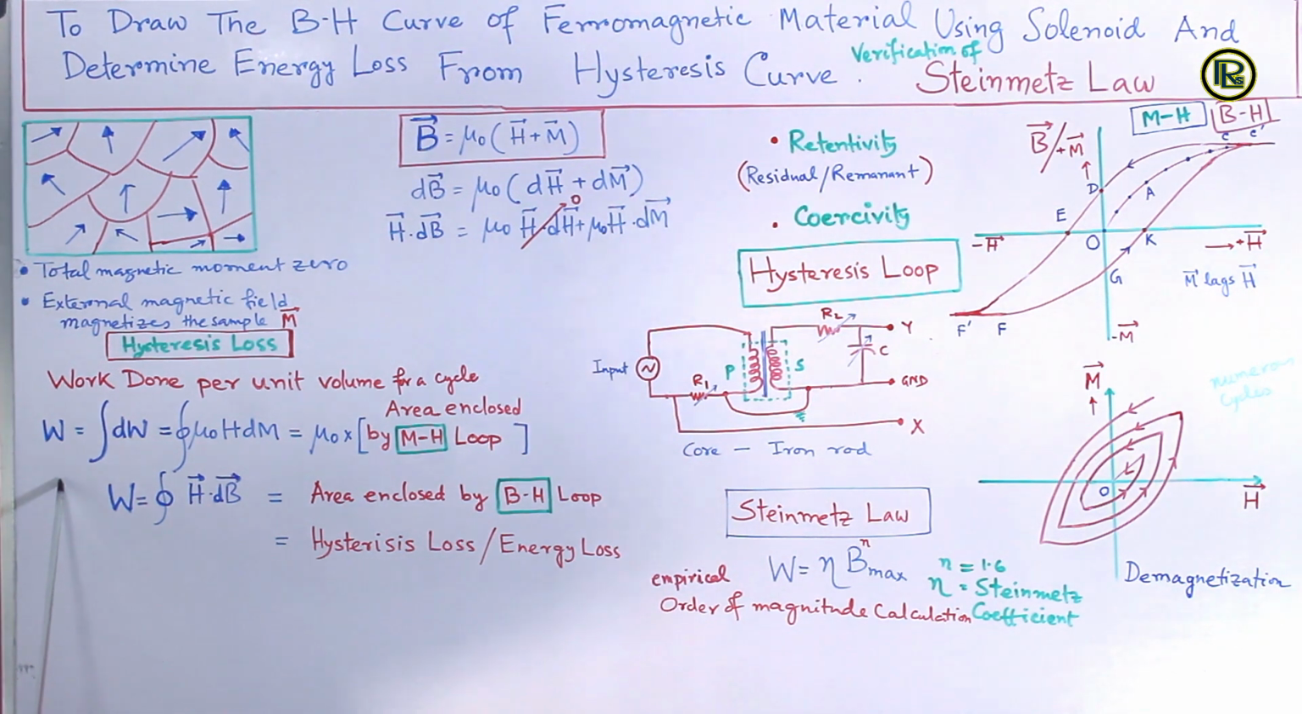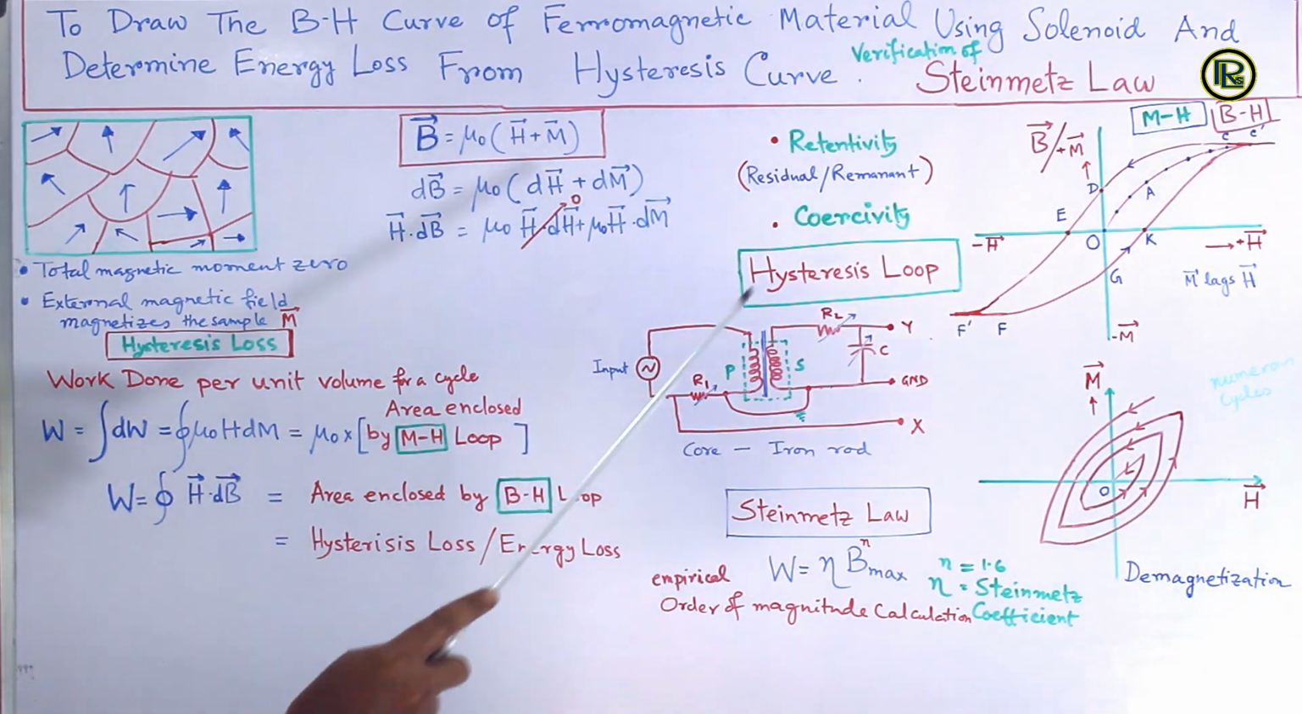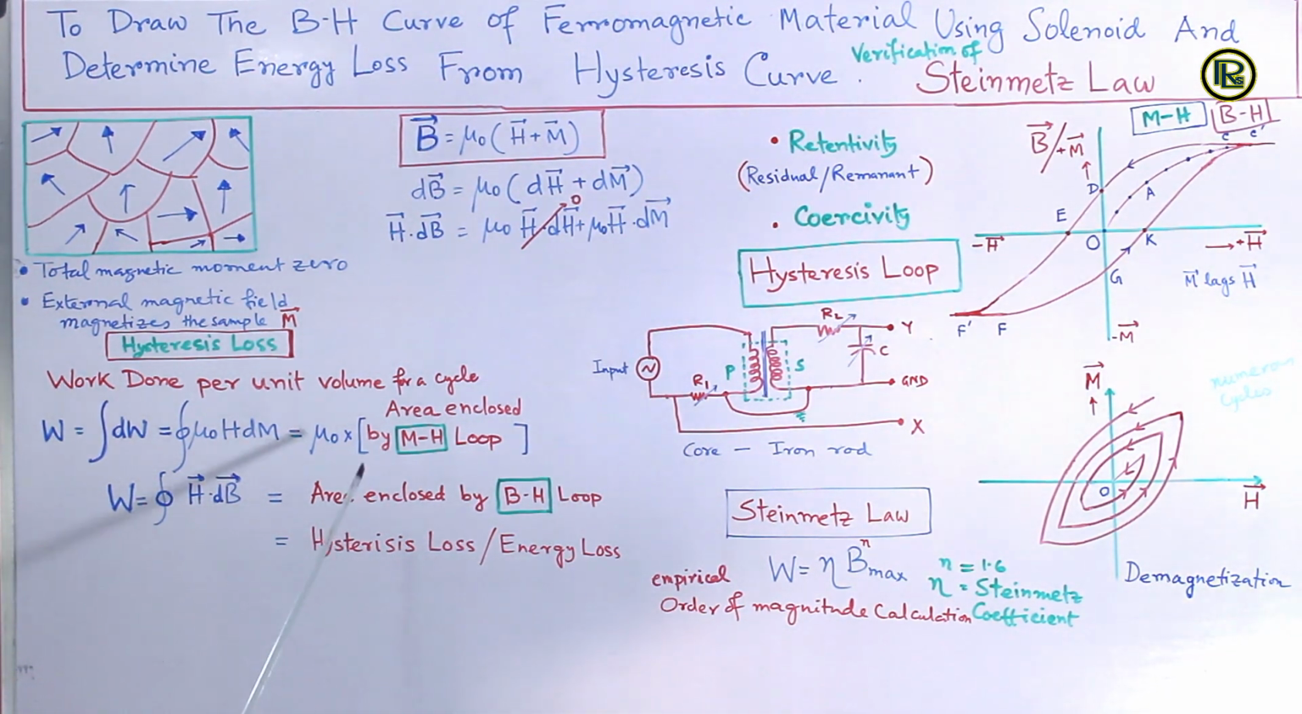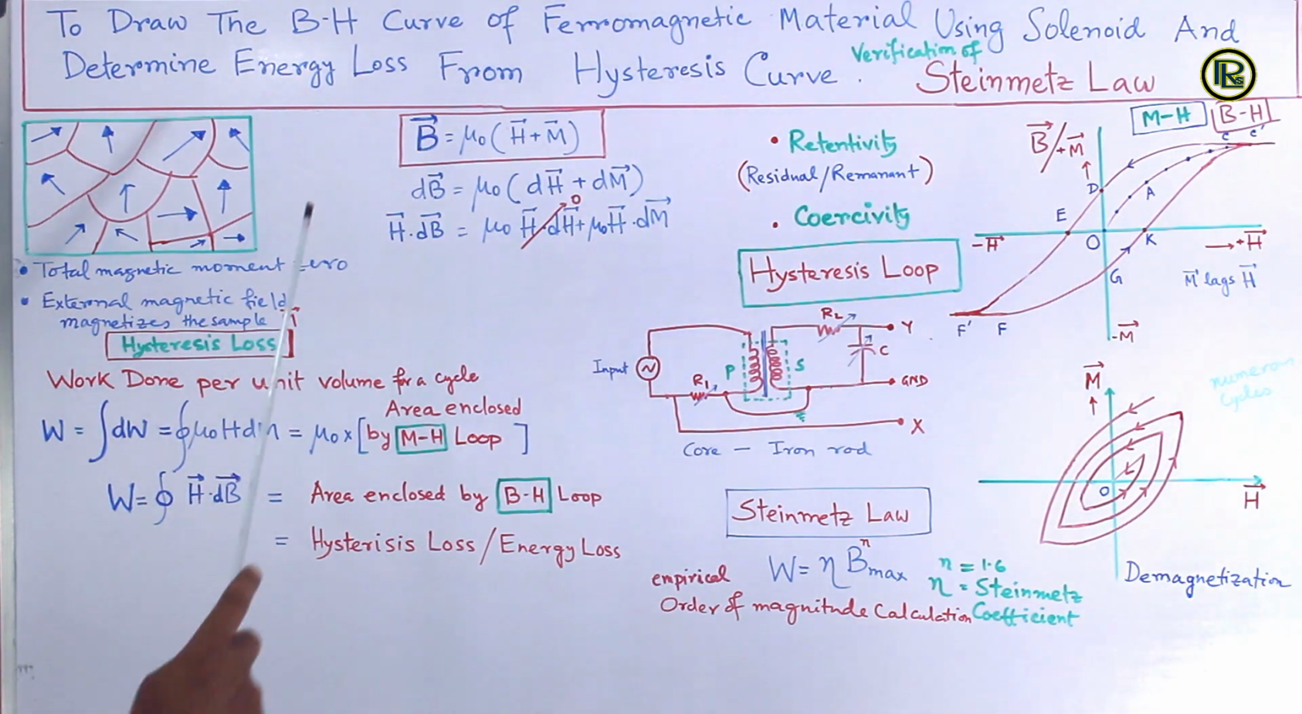W is equal to mu 0 times the area enclosed by the hysteresis loop, that is the MH loop or BH loop. And this relation W is equal to mu naught H dm, or W is equal to H dB. The connection between them can be obtained from this relation.